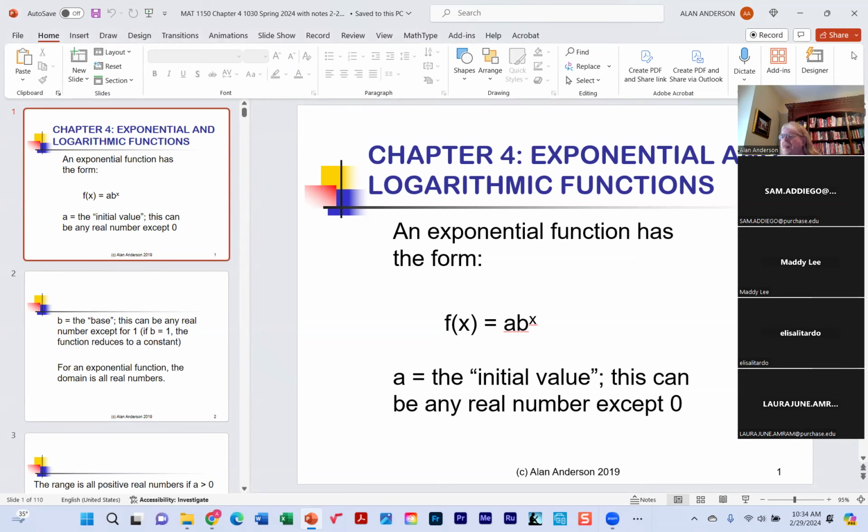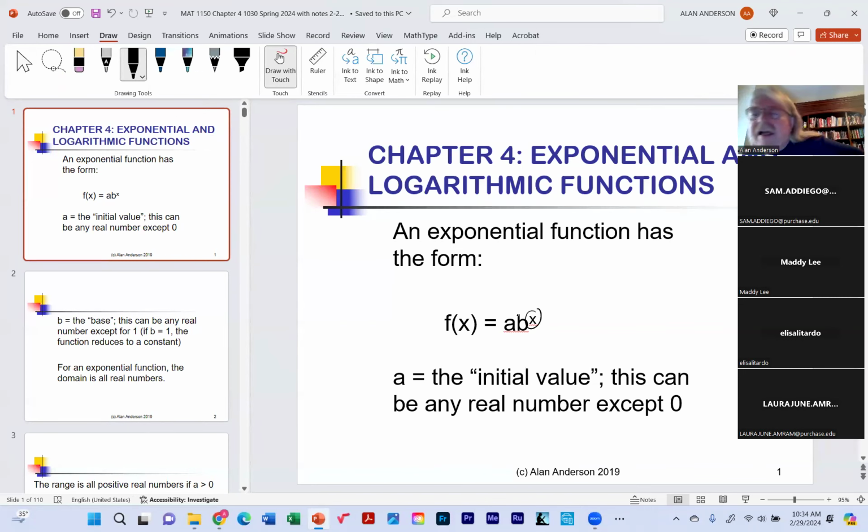Now, what I'd like you to see here is that this is how an exponential function is written, and a and b can be any real numbers except 0. But what's unusual about this is that for the first time, if you notice, x is an exponent. Up to this point, all the functions we've been considering were x raised to some power or other. Here, for the first time, x is itself the exponent, and that has a very big impact on the behavior of this function.